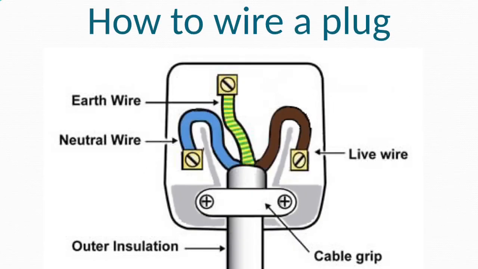Here we have a simplified diagram of how to wire a plug. On the right hand side we have the live wire, which will also be connected to the fuse. In the centre you may have an earth wire, and on the left hand side you will have the neutral wire. You'll also see that there's a cable grip across the outer insulation, and it's important you get it across the outer insulation.